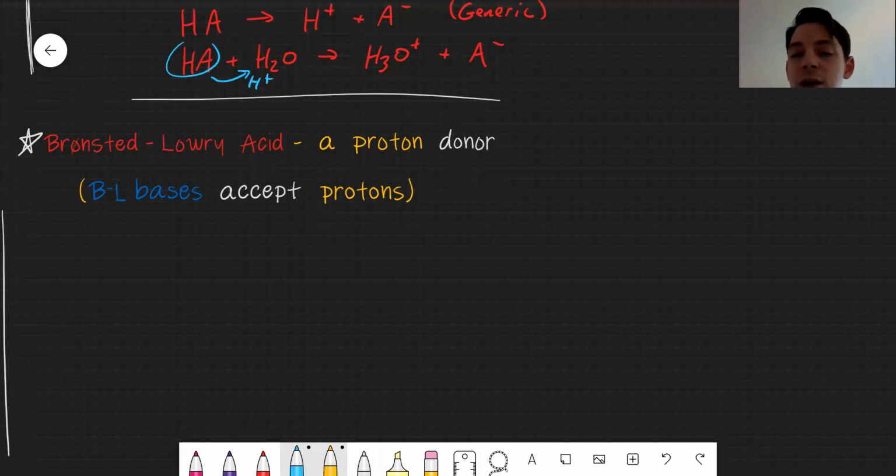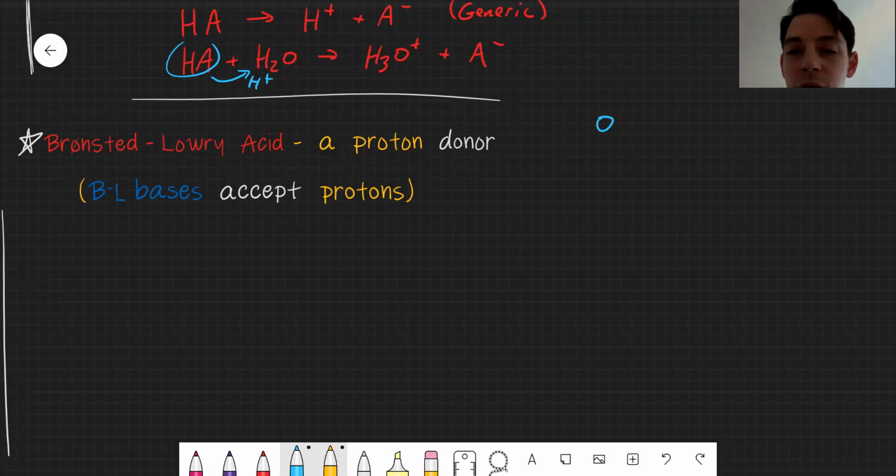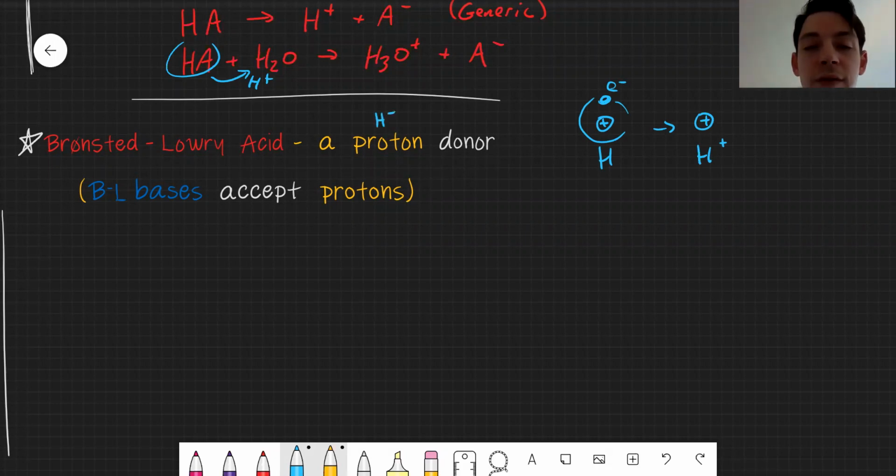Well, it is giving one of its H pluses. And if we remember, hydrogen atoms are made of a single proton surrounded by an electron. Okay, if I were to take that electron away, all I would be left with is one proton. Okay, an H plus ion is simply a proton. So when I say a proton donor, you can also think of that as an H plus donor. Okay, the Bronsted-Lowry acids give H pluses away. Typically, they give them to waters, but they can give them to other things.